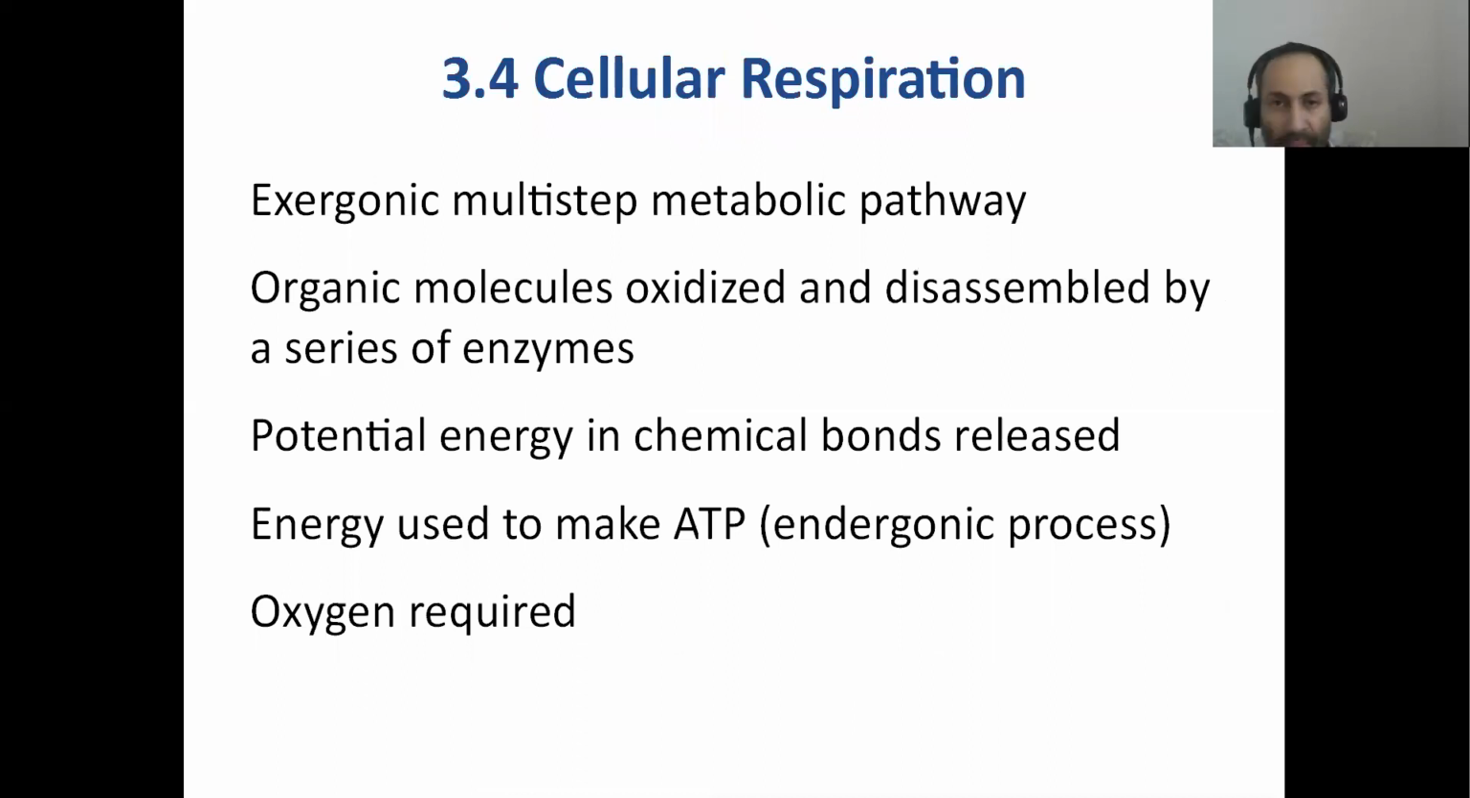Okay, so here we are at something called cellular respiration, and this is the equation of life. There's actually two equations of life, photosynthesis and cellular respiration, right? So let's call them that. The equations of life.